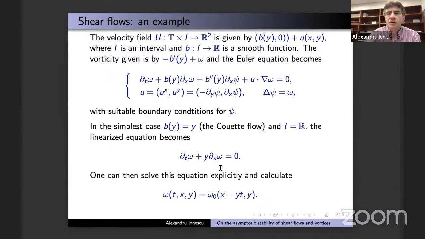But let's put it in a slightly more general setting. So we are looking at shear flows. Shear flows are solutions of the form (b(y), 0). So if we are in two dimensions and we have this type of vector field, it has one component equal to zero and the other component depends on the other variable, then that's a shear flow, that's a stationary solution. This is a stationary solution of the 2D Euler equation.